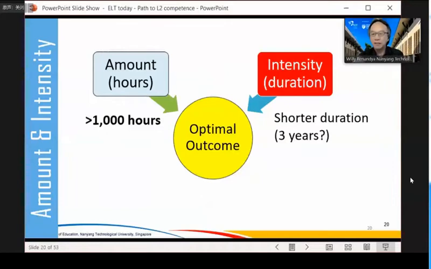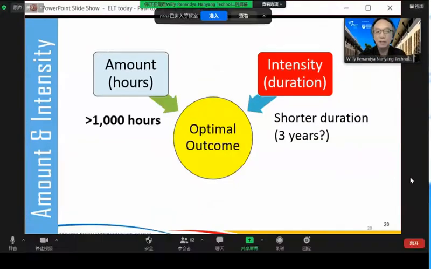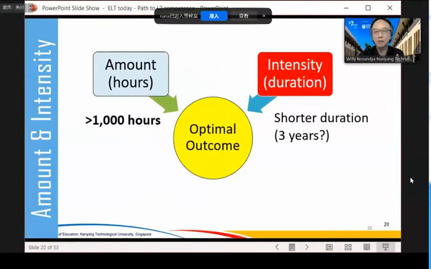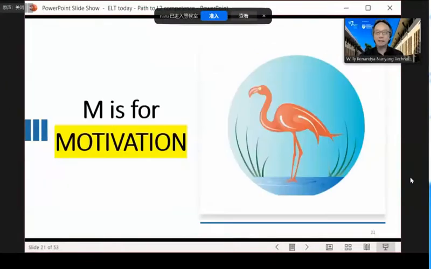I think intensity is what allows students to do a lot of wonderful things: learning, relearning, recycling, consolidating, developing fluency, and things like that. So A is for amount and intensity of instruction.